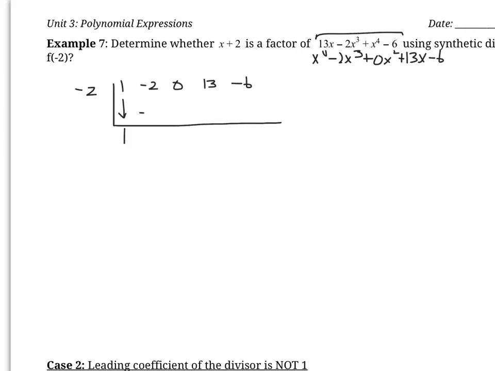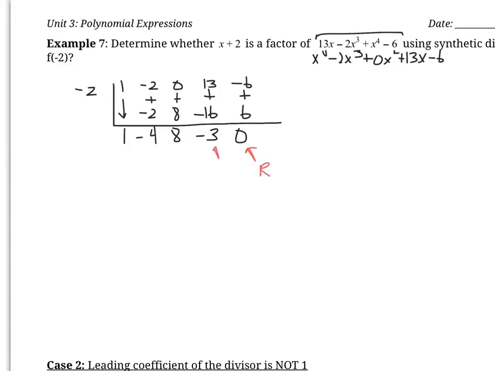Let's drop the 1, and then multiply negative 2 times 1, which makes negative 2. When we add those together, we get negative 4. Then negative 2 times negative 4 makes positive 8. We add 0 plus 8, which is 8. Then negative 2 times 8 is negative 16. Add those together, and we get negative 8. And then finally, negative 2 times negative 3 is positive 6, and when we add those together, we get 0. So there's our remainder.